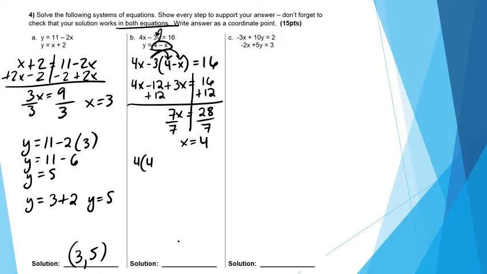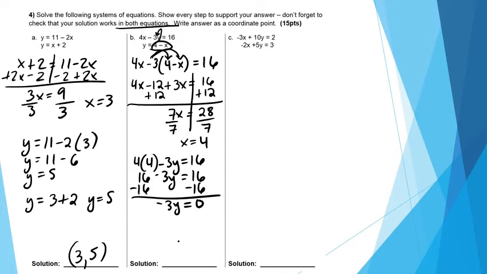So 4 times 4 minus 3y equals 16. 16 minus 3y equals 16. If I subtract 16 from each side, I get negative 3y equals 0. So that tells me, again, if I think about it, something times negative 3 makes 0. This is going to have to be y equals 0.